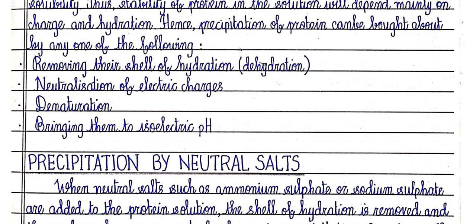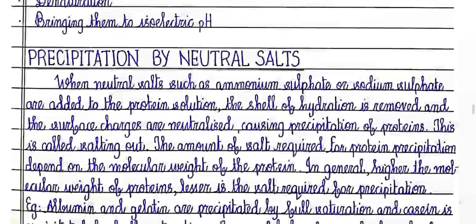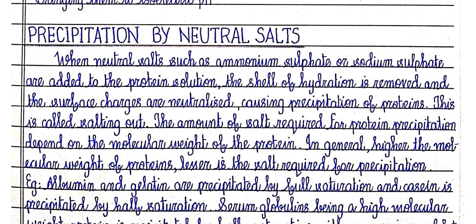So, precipitation by neutral salts. Neutral salts such as ammonium sulfate or sodium sulfate are added to the protein solution. The shell of hydration is removed and the surface charges are neutralized, causing precipitation of proteins. This is called salting out. What is happening here? Ammonium sulfate or sodium sulfate are added to the protein solution, the shell of hydration is removed and the surface charges are neutralized, causing precipitation of proteins. This is called salting out.